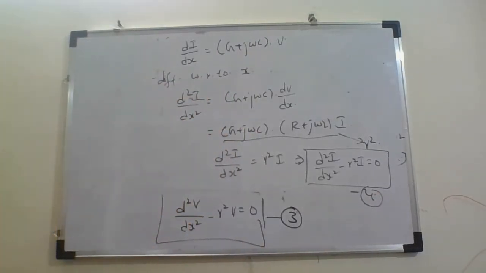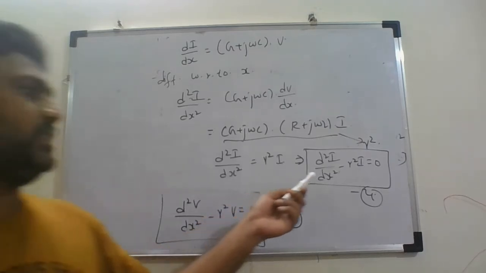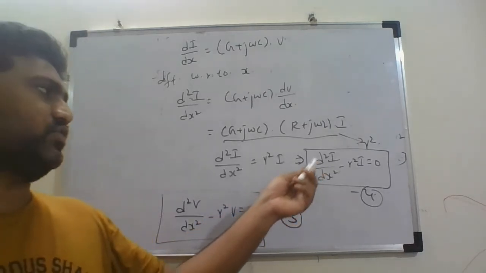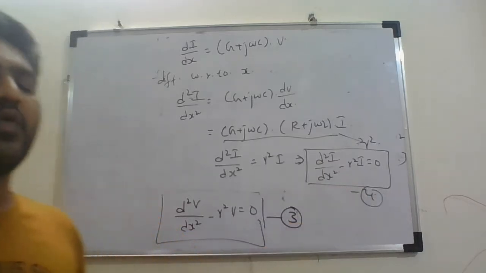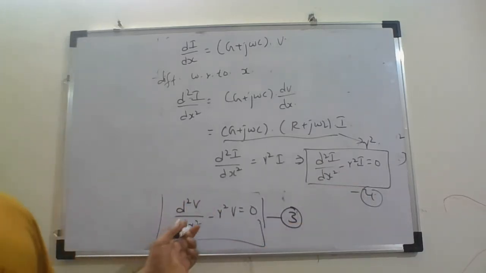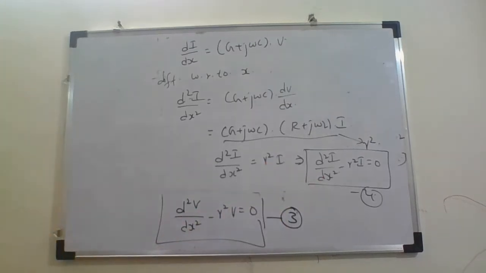So for voltage, we get a second order differential equation like this: d square v by dx square minus gamma square v is equal to 0. And the expression for current is d square I by dx square minus gamma square I is equal to 0. These are the expressions for voltage and current at any point x.